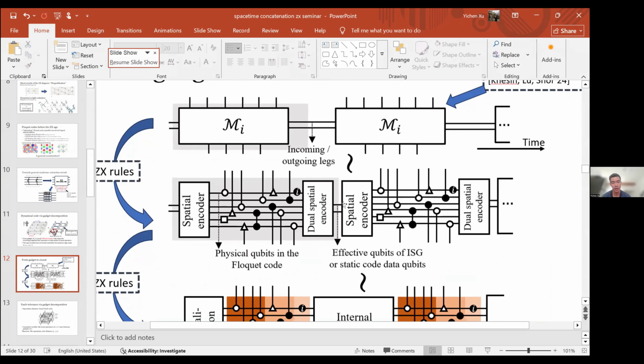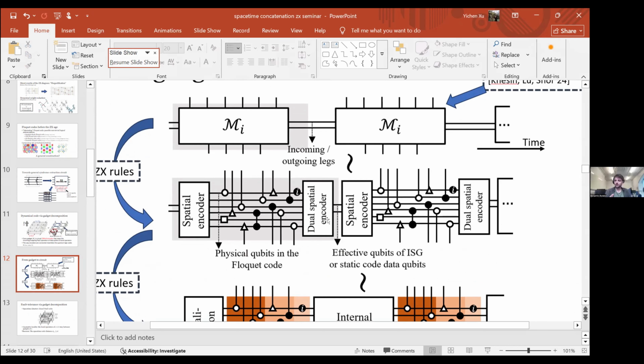So it's actually not fixed, and that's the beauty of spacetime concatenation, because you have the flexibility of trading different computation resources. Maybe you have more physical qubits to play with, or maybe your coherence time is long, so you can tolerate a deeper circuit. You can trade space with time in this formalism. Yeah, that's cool.